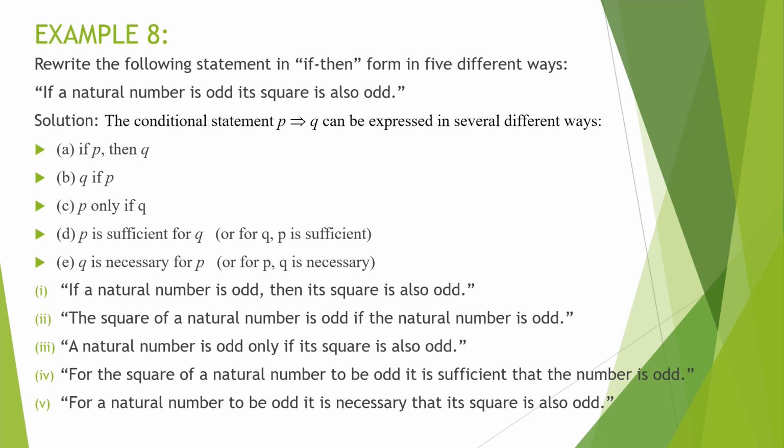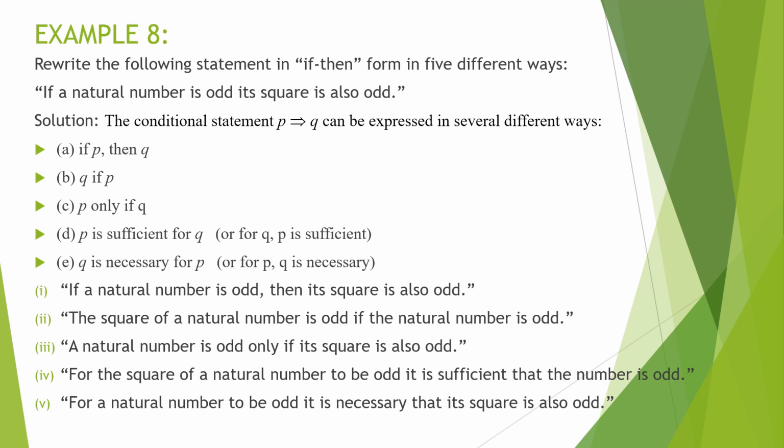Fourth and fifth case, these are a little bit difficult, try to understand. If P then Q, P is sufficient for Q. It can be written as P is sufficient for Q. That means for the square of a natural number to be odd, correct?